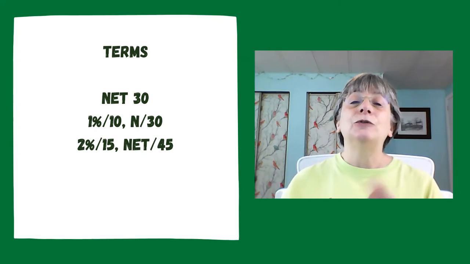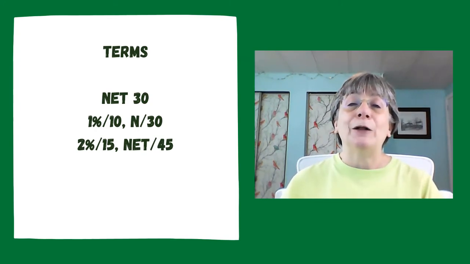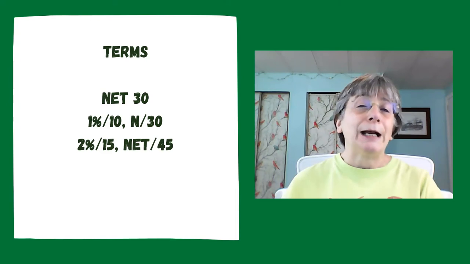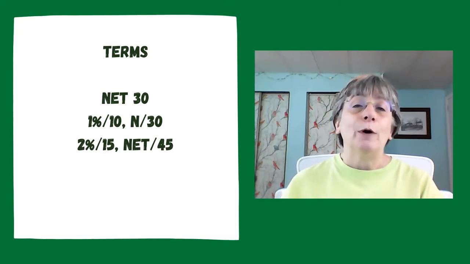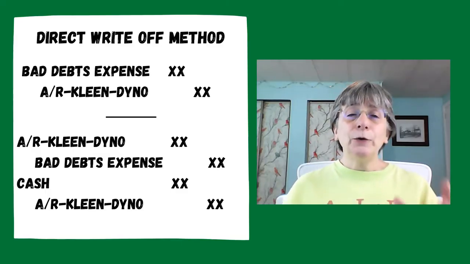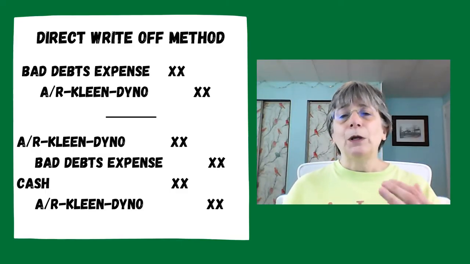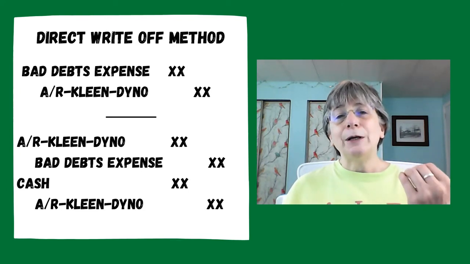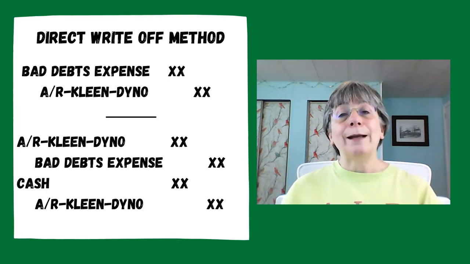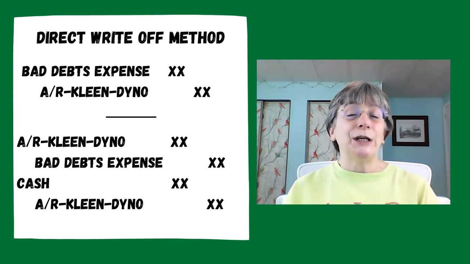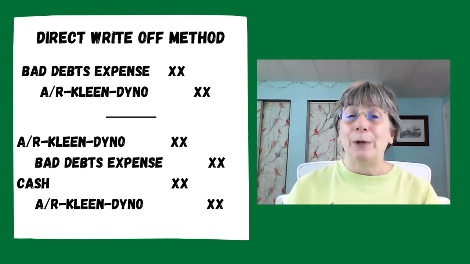So we need to do something to shore up the balance in that account to make sure that we are accurately representing the value of our assets. So there are a couple of ways that we can do this. We can use what's called the direct write-off method, or we can use what's called the allowance method. Now, under the direct write-off method, we're going to debit an account called bad debts expense, and we're going to credit accounts receivable for that particular customer who is not paying their bill.